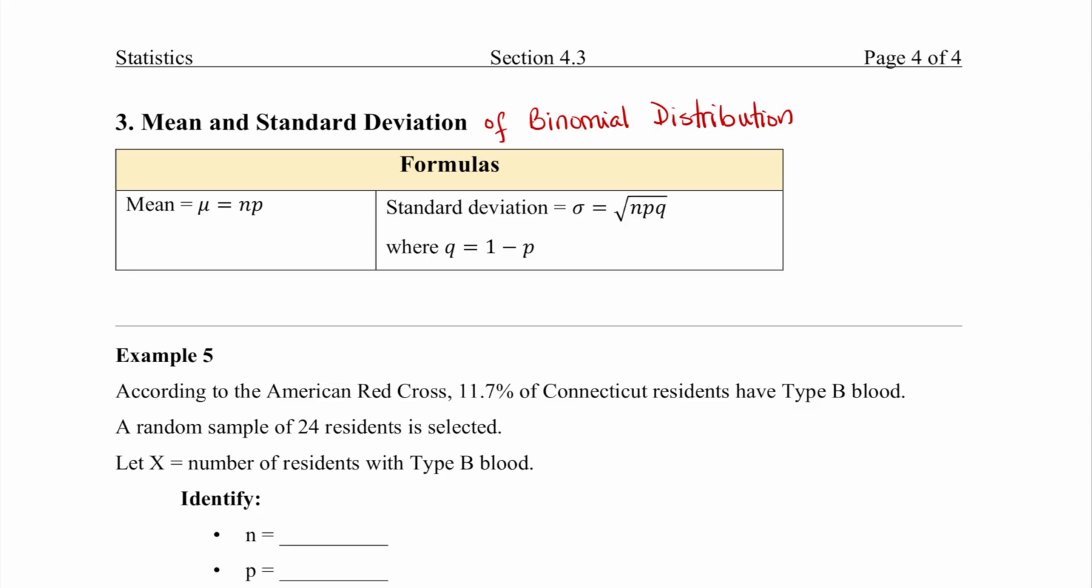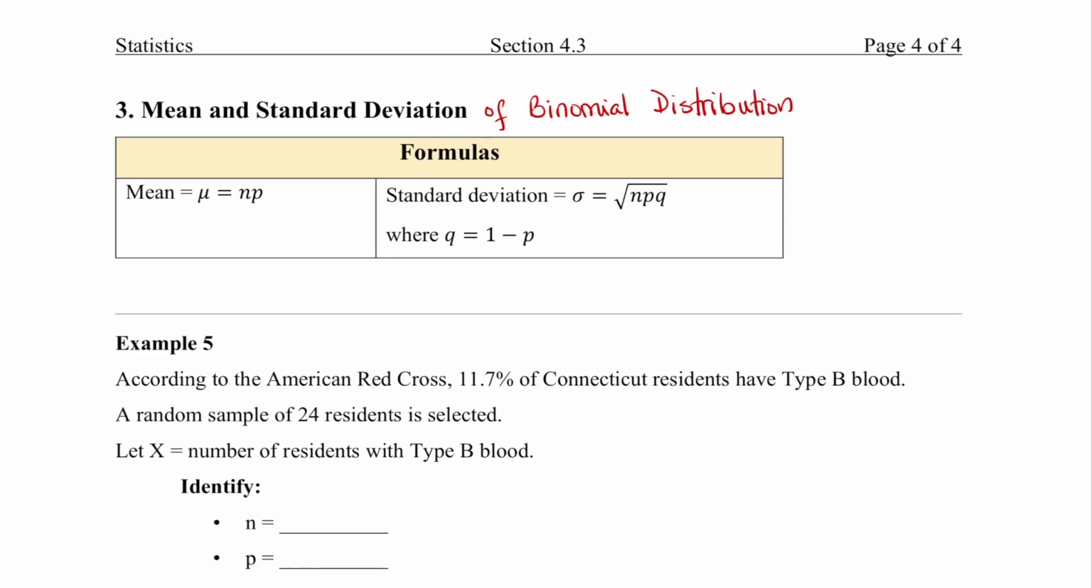Notice that both formulas require n and p. For the standard deviation formula, we also need q. A common mistake is forgetting to calculate q before finding the standard deviation. Let's use these formulas in example 5.